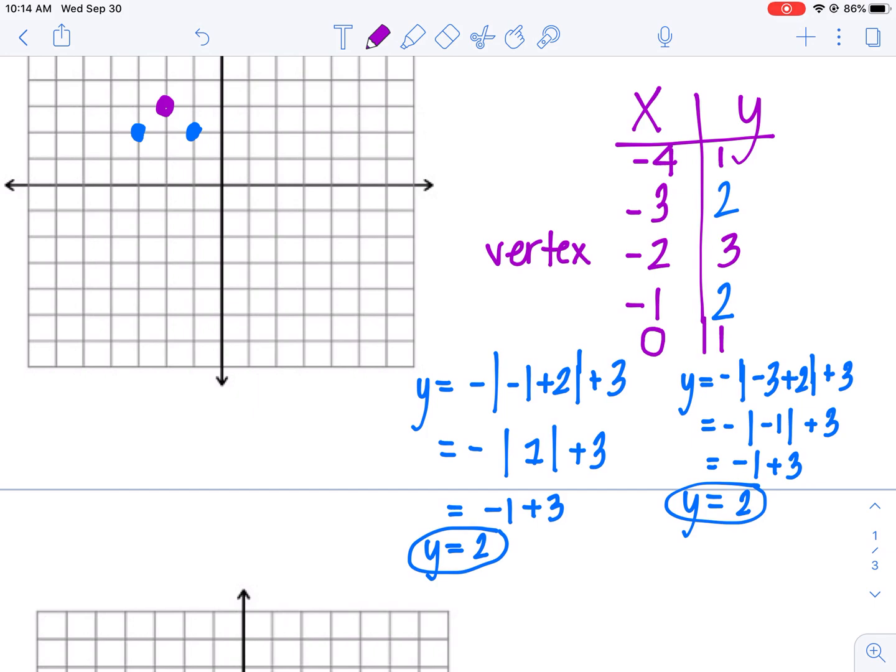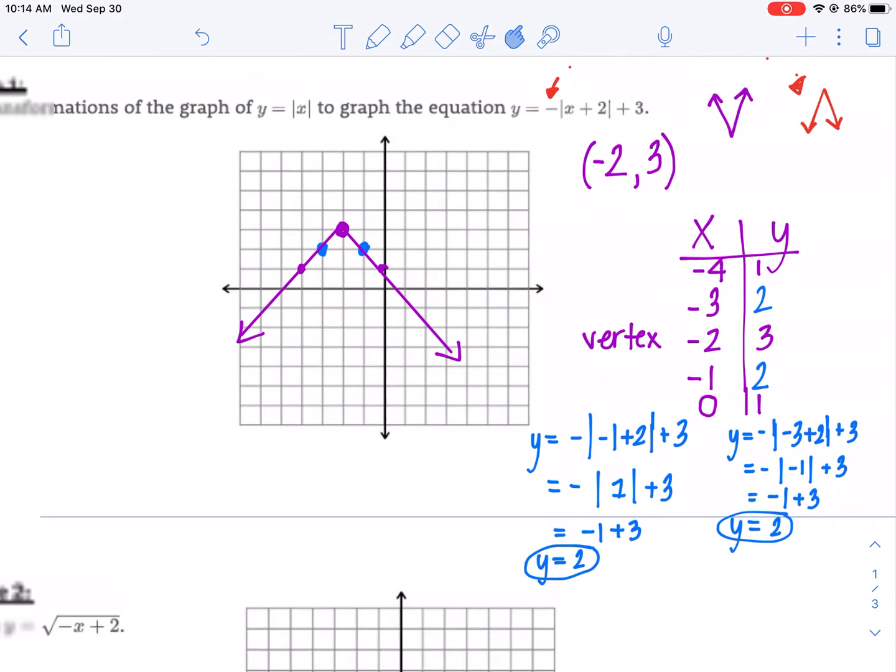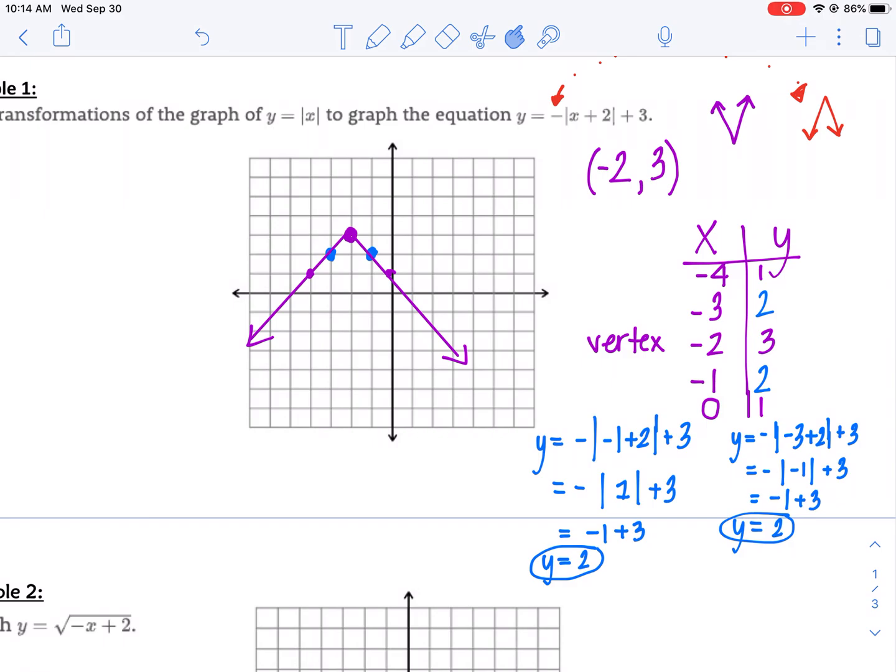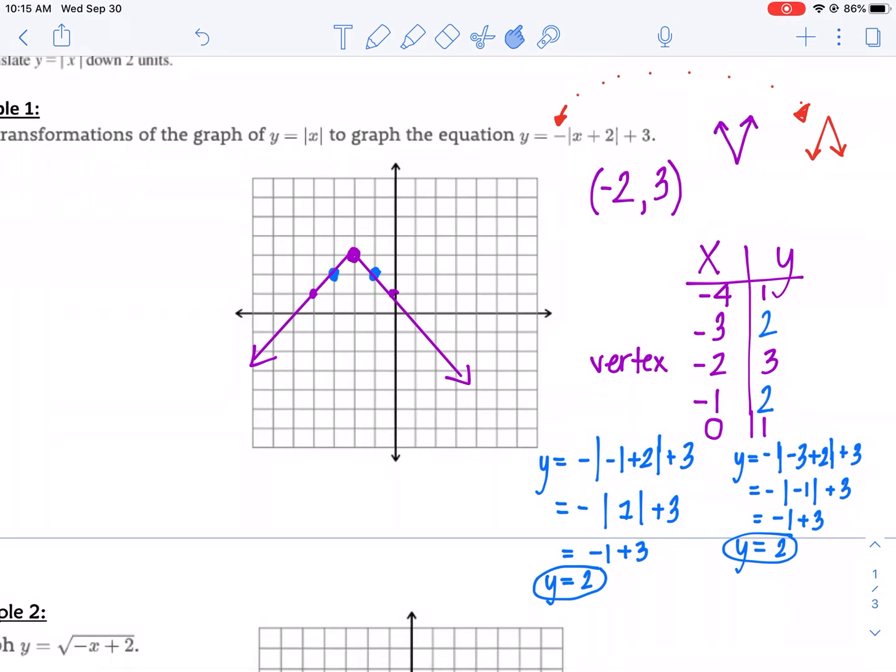So when I graph this, 0, 1, -4, 1, and there is my solid V shape. And just like that negative sign told me, it's going to open down. So even if I didn't catch that red negative sign, when you do the XY table, it just forces you to see it.